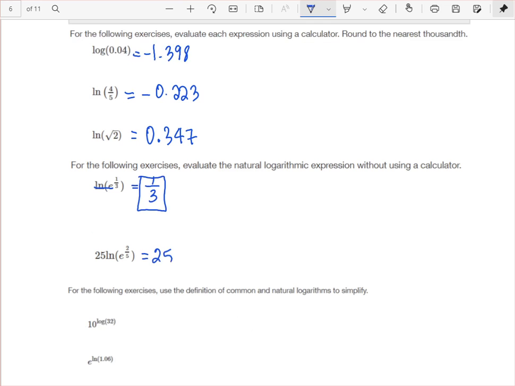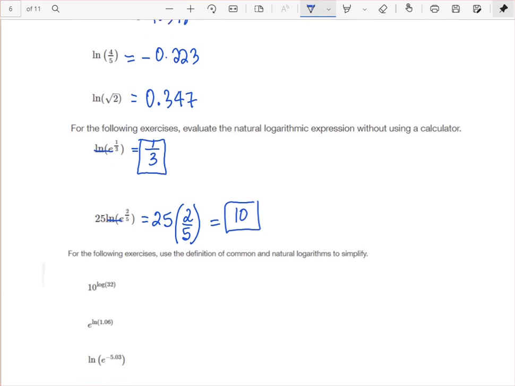This one, you would get 25 times the ln and the e cancel, and you get 2/5. And this is another one where there's a mistake on the notes, because I think I just put the 2/5 when it should be 10. So we might want to correct that as well.